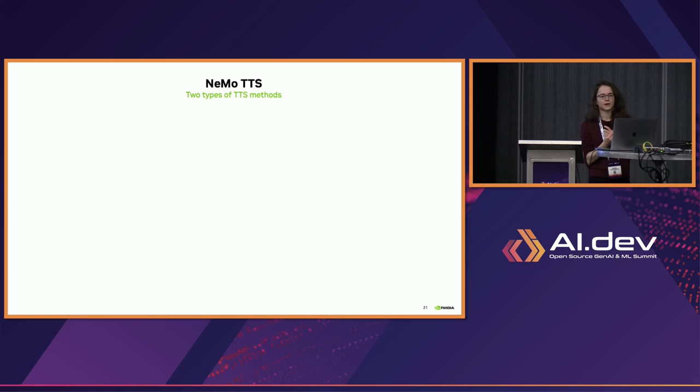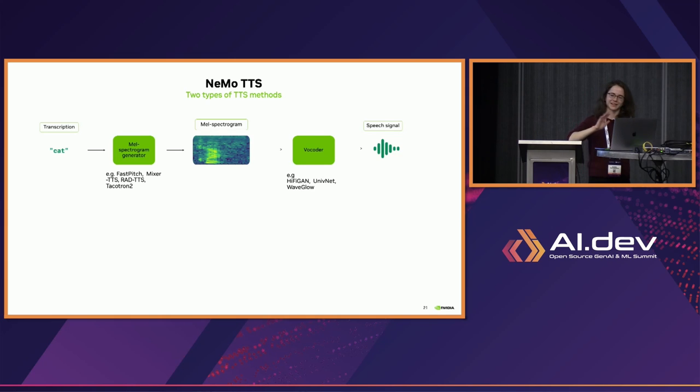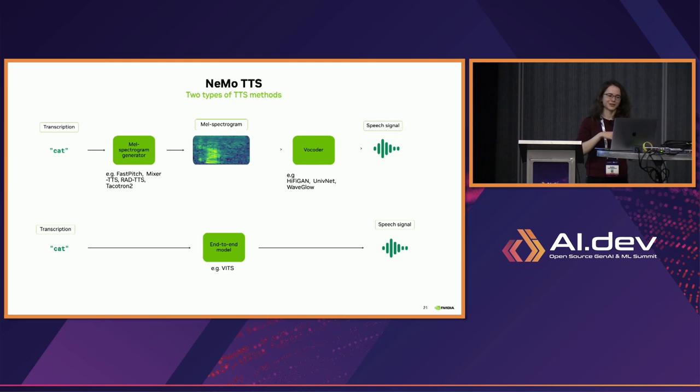Let me also talk a little bit about TTS. As I hinted earlier, there are basically two types of TTS methods, and I had to use two models for doing TTS. I had one model turning the transcripts into the mel spectrogram, and then another model turning the mel spectrogram into the speech signal. That's the more classical way of doing TTS. But you can also have end-to-end models that go straight from transcription to speech signal. But I think it's a much trickier task.